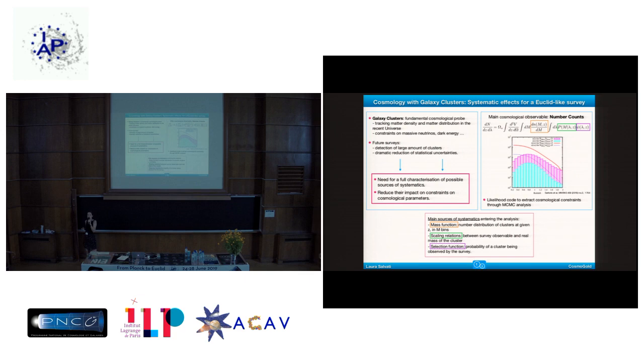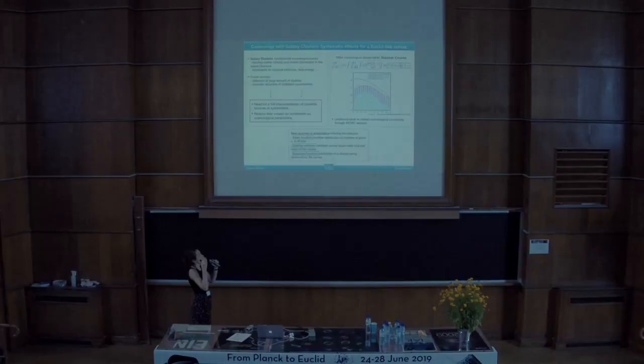Now, in practice, when we do cosmology with galaxy clusters, we often use the number counts of galaxy clusters. As we have already discussed on Monday, we put into the analysis different ingredients that can provide different sources of systematics. In particular, we have the mass function in yellow, that is the number of clusters at fixed redshift in a given mass bin. Then we have the scaling relations between the survey observable and the real mass of the clusters. And then we have the selection function that is in some way related to the detection approach that we are using in the survey.